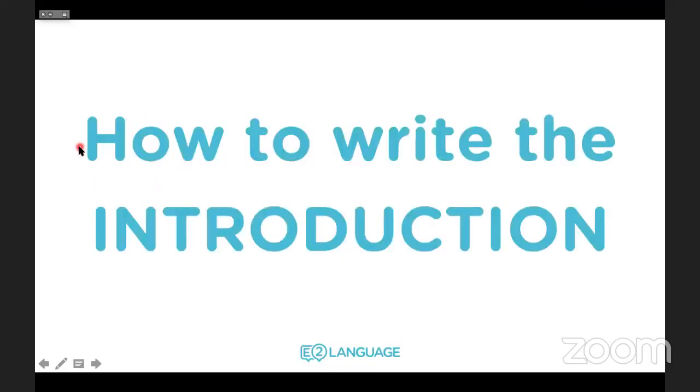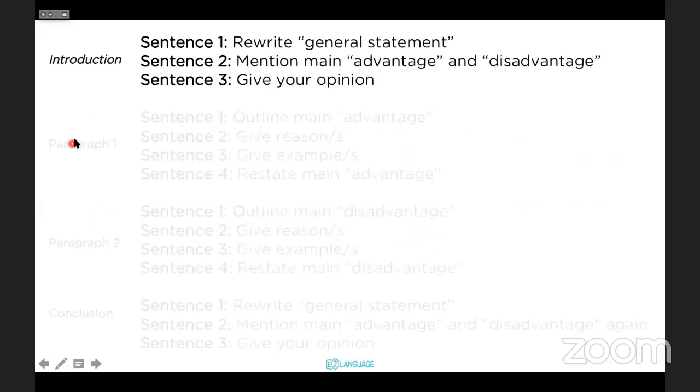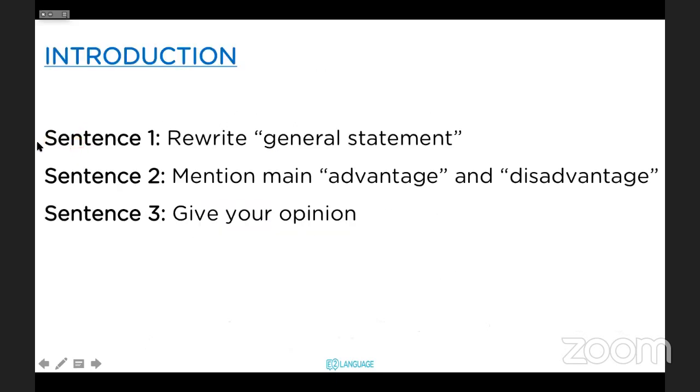All right, let's start with the introduction. How do we write the introduction? Well, the introduction looks like this. This is the first part of the essay. And if we look closely at it, it has 3 sentences. Sentence 1, we rewrite the general statement in our own words. Okay, that's easy. That's a good way to get started. I know exactly how to start my essay on test day.